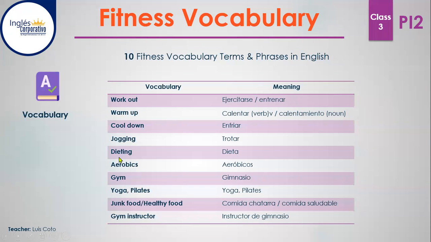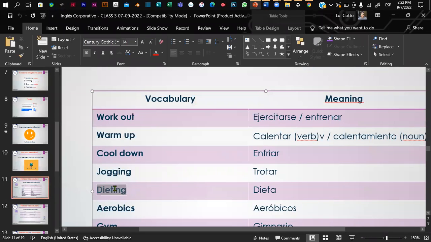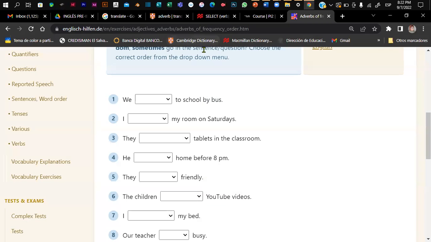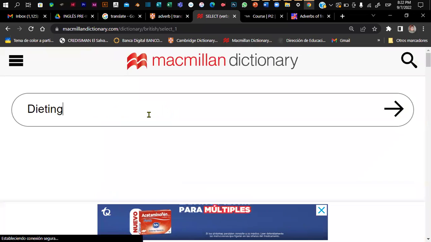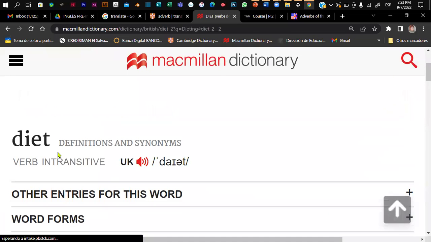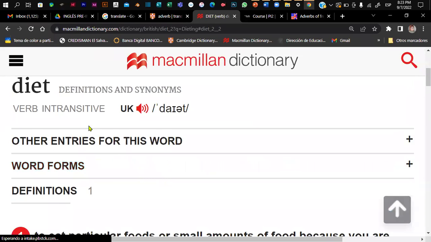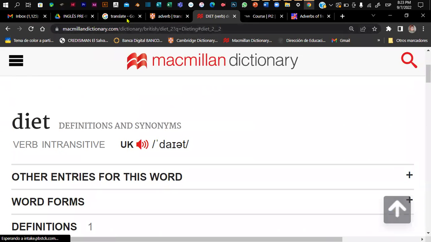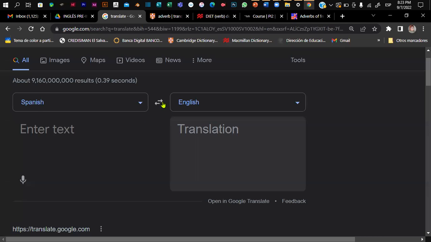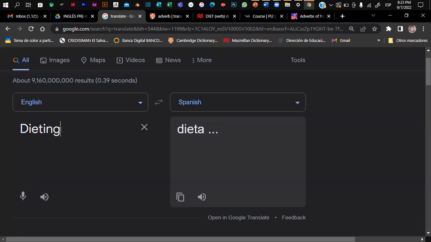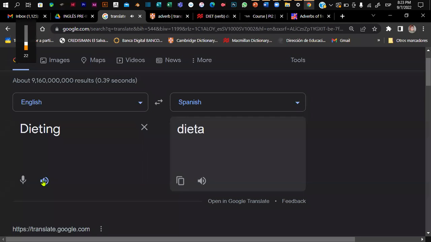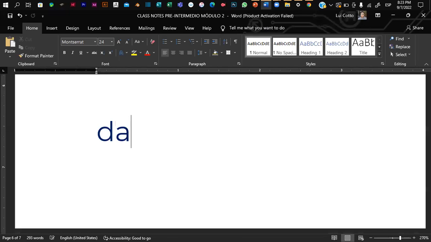Dieting. How do you pronounce that? Oh, okay, we have a word to look it up. Let's see if it appears first. Sometimes the dictionary does not show the words as they are. But in that case, we have Google Translate. Okay, in this one, yes. Let's see. Dieting. Repeat. Dieting.